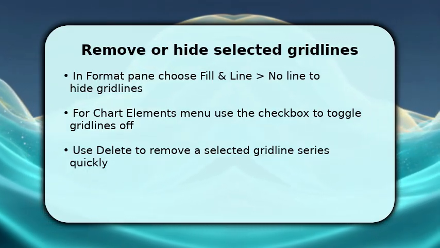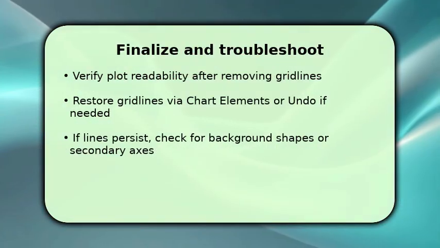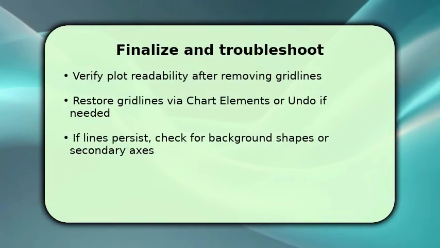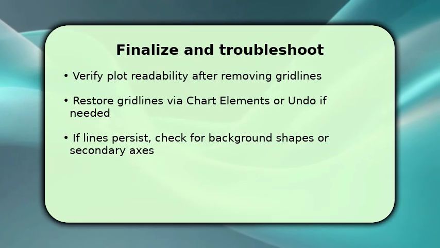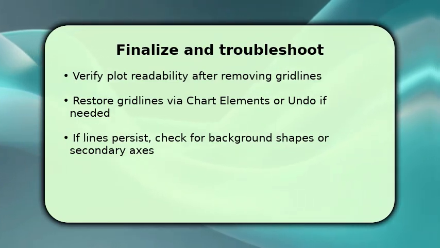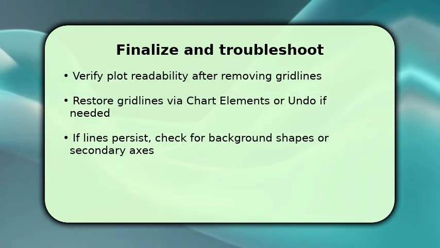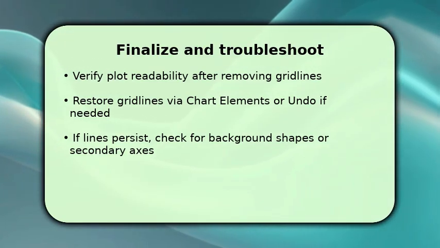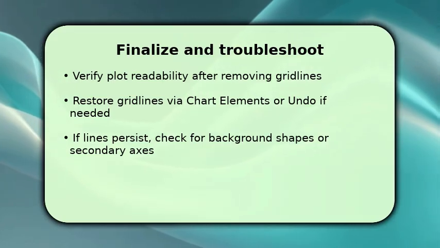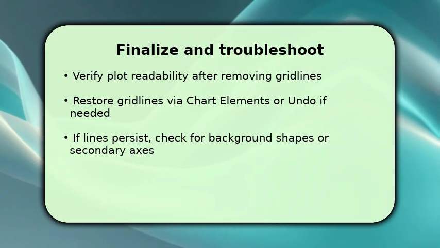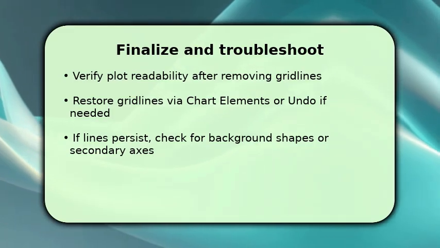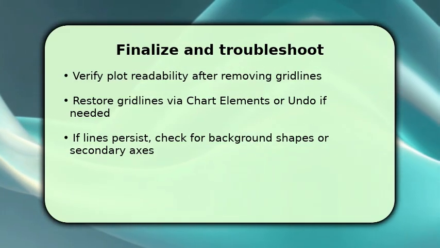Finish by checking that your data remains readable without grid lines. Sometimes tick marks or data labels need adjustment once lines are gone. If you change your mind, use Undo or re-enable grid lines from Chart Elements or the Format pane. It's reversible. If grid lines still appear, inspect for added background shapes, an overlaid picture, or a secondary axis that has its own grid lines.